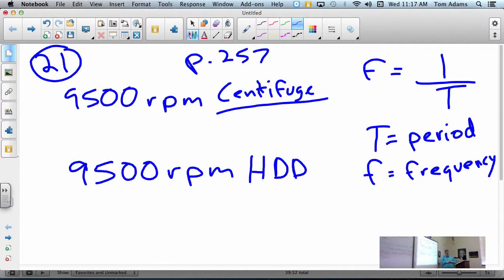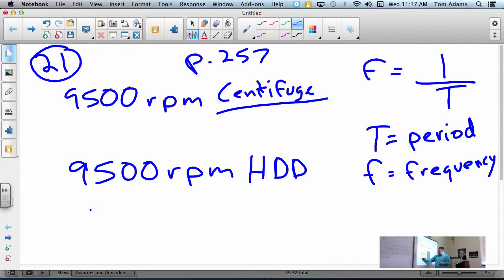Now, who remembers from their notes what is the definition of a period and what is the definition of frequency? Does anybody remember that from your notes? What section was that from? Looking at page 257, do you remember what it is? Go ahead and say it. Period is time for one rotation, and frequency is rotations per second.